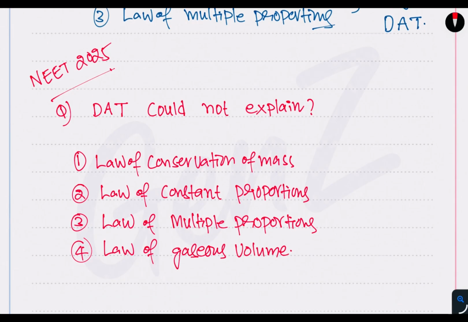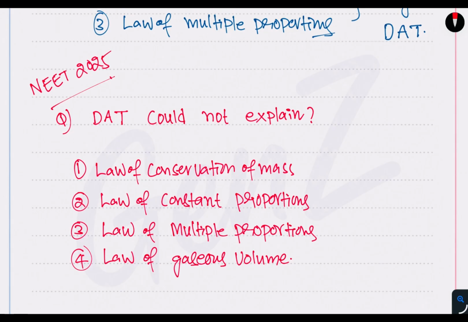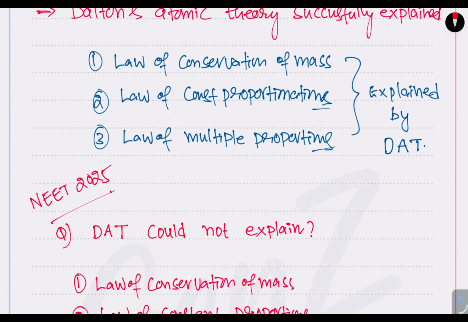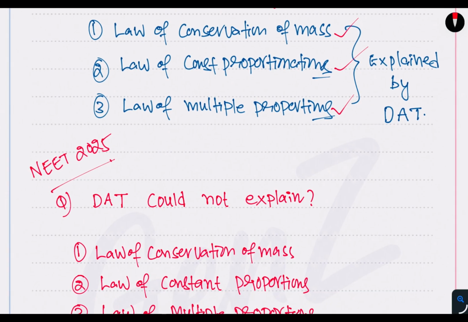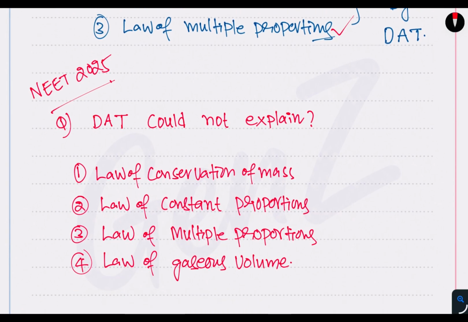Out of the given options, Dalton's atomic theory successfully explained the law of conservation of mass, the law of constant proportions, and the law of multiple proportions. The correct answer is that Dalton's atomic theory could not explain the law of gaseous volume. So option 4 is the correct option.